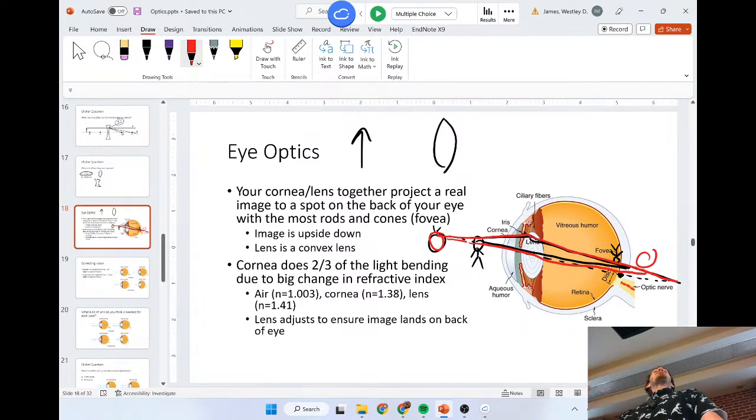I am not going to test you on all this idea of how an eye actually does it. This is a lot of just fun facts for you. The thing that I would test you on is that question that I've asked a million times: what kind of lens is your eye? It's a converging lens. Great. So this lens is the thing that adjusts. Your cornea does most of the work, but the lens does the fine-tuning to make it in focus.